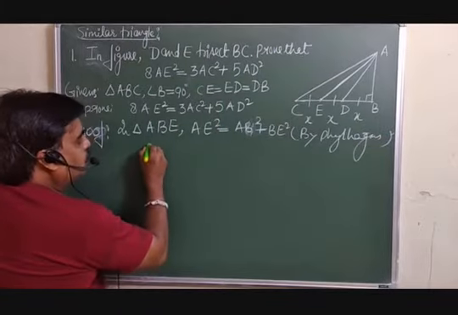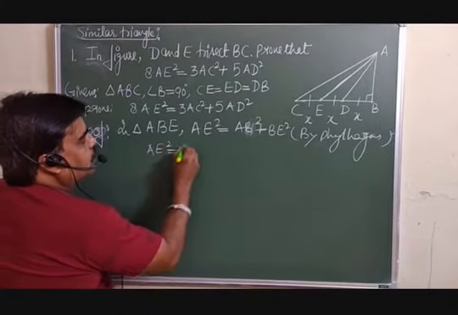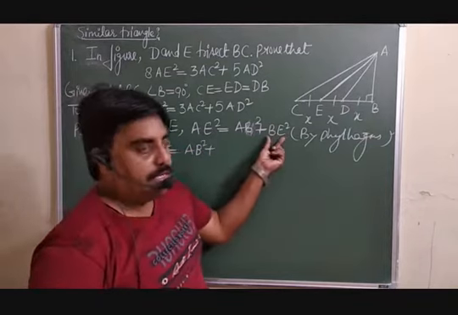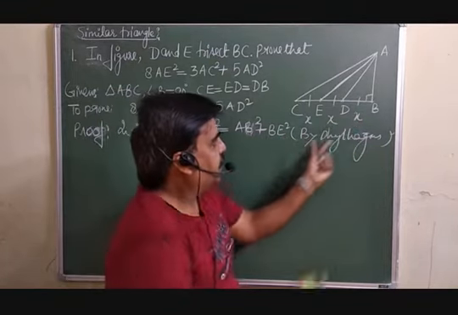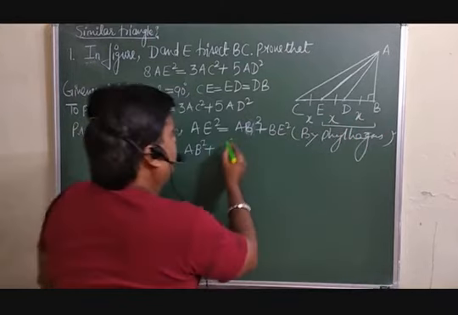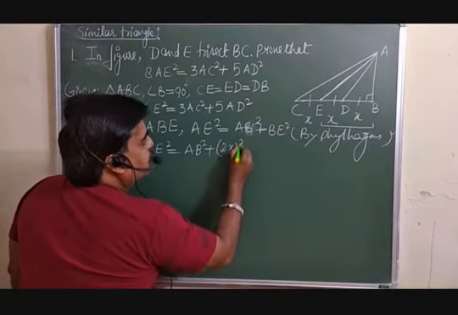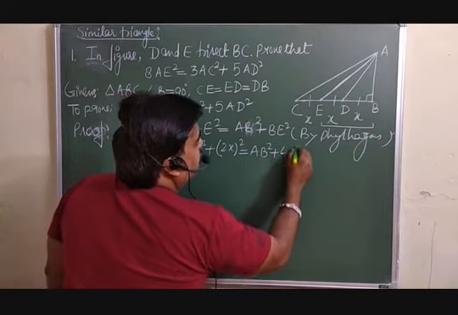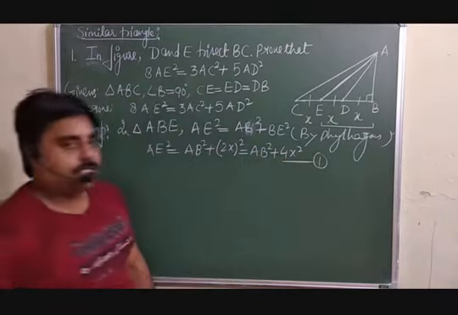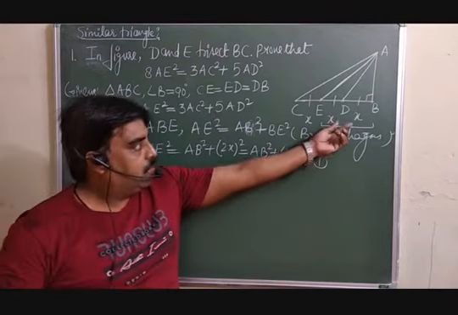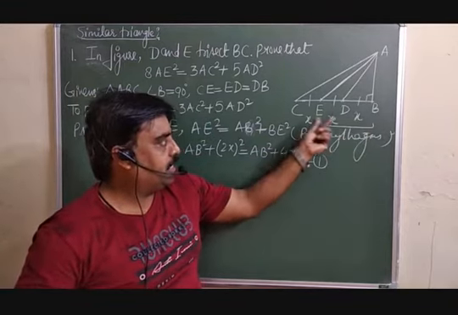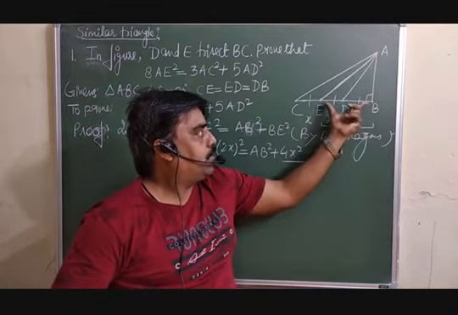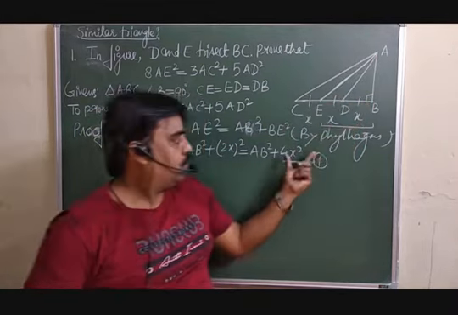For our convenience, we write AE square is equal to AB square, keep as it is, plus, in place of BE, X plus X, that is 2X. So in place of this you can write 2X whole square. So you will get AB square plus 4X square. This is your equation 1. You take X and X here only, so easily you can solve it.